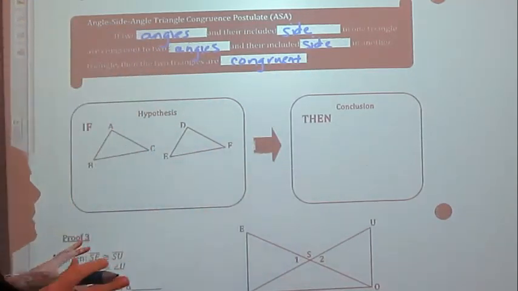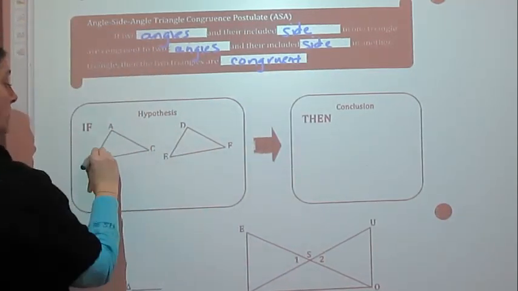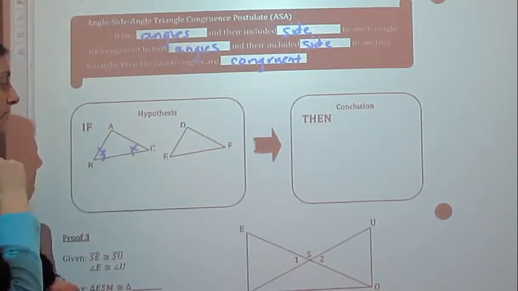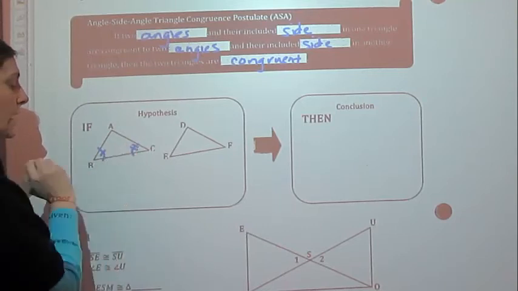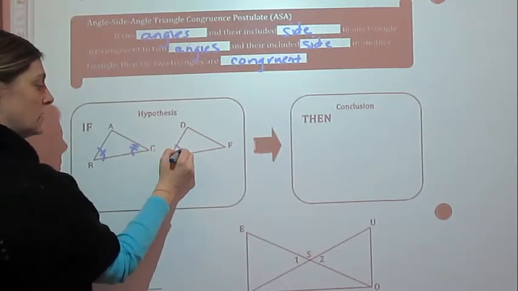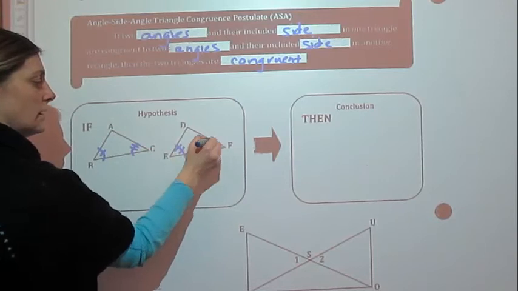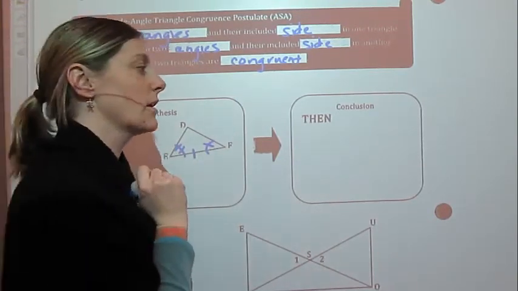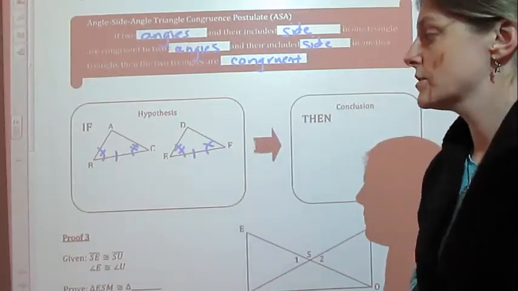All right, so what that's saying is if two angles, so we've got angle, angle, and that's congruent to these, and then the included side are congruent, then we know that the triangles are congruent.